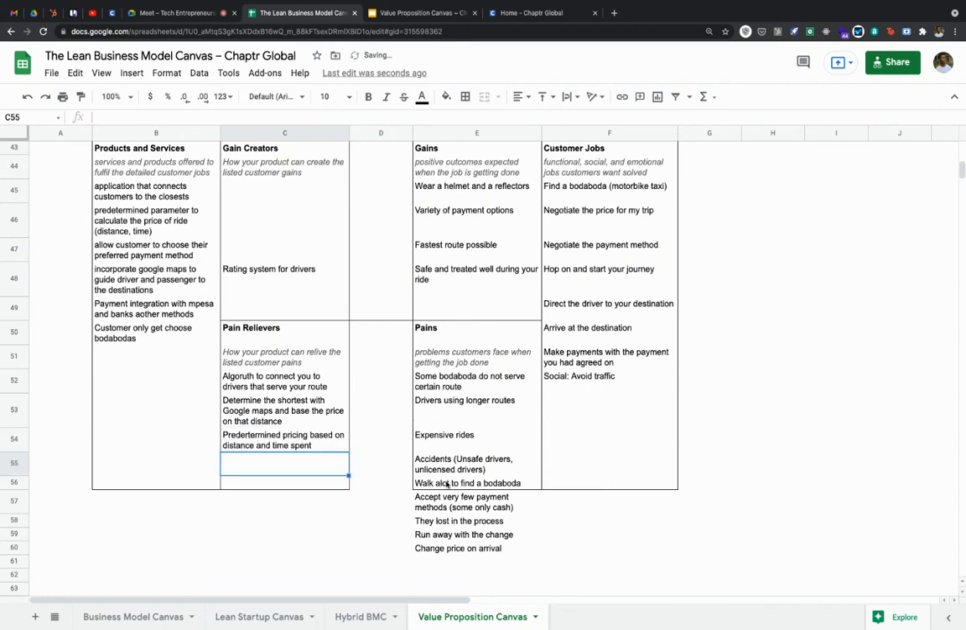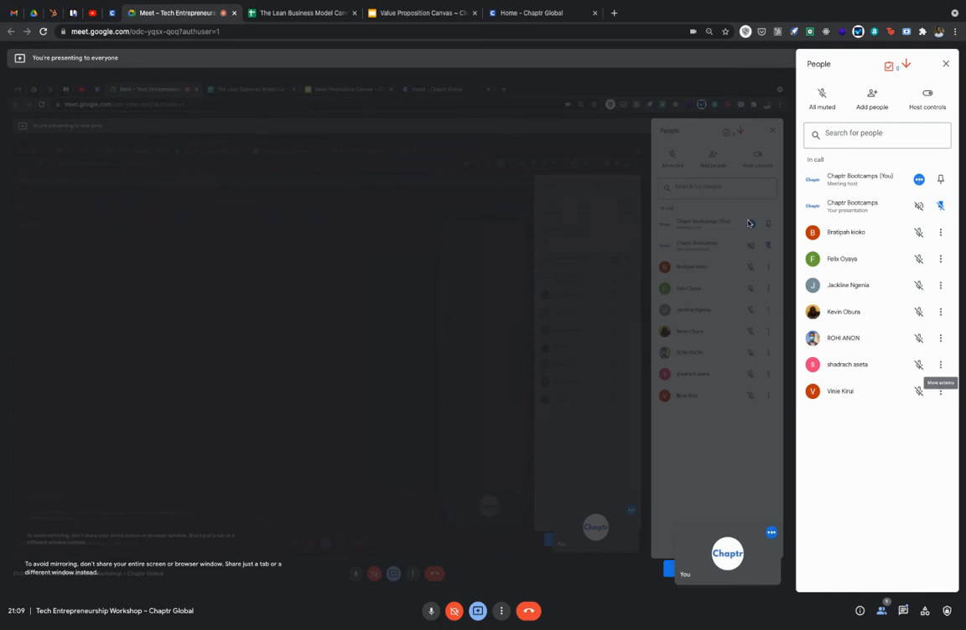Now let's go through it. Accidents. How will we relieve this pain? Unsafe drivers and unlicensed drivers. Right? Someone with an idea? Anyone?